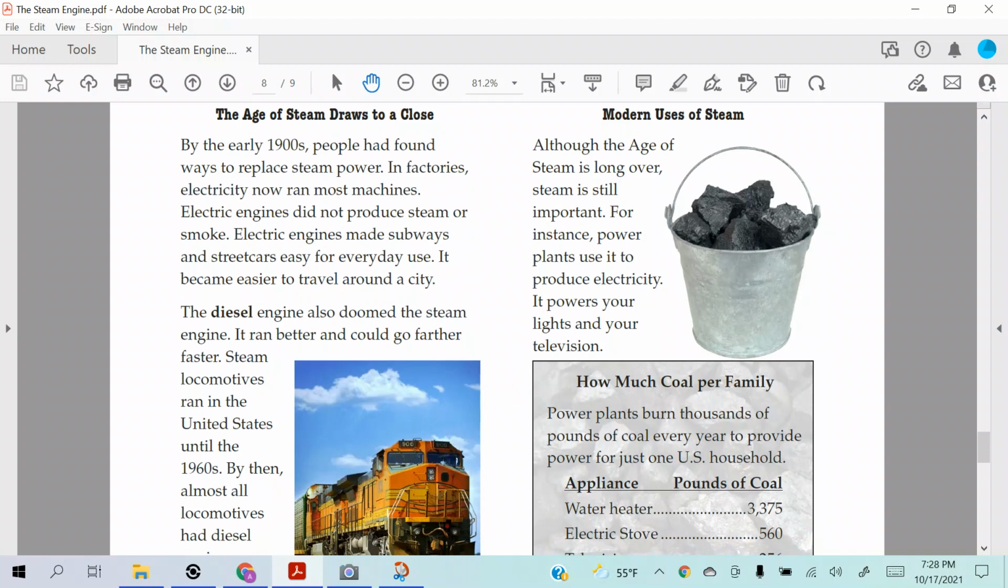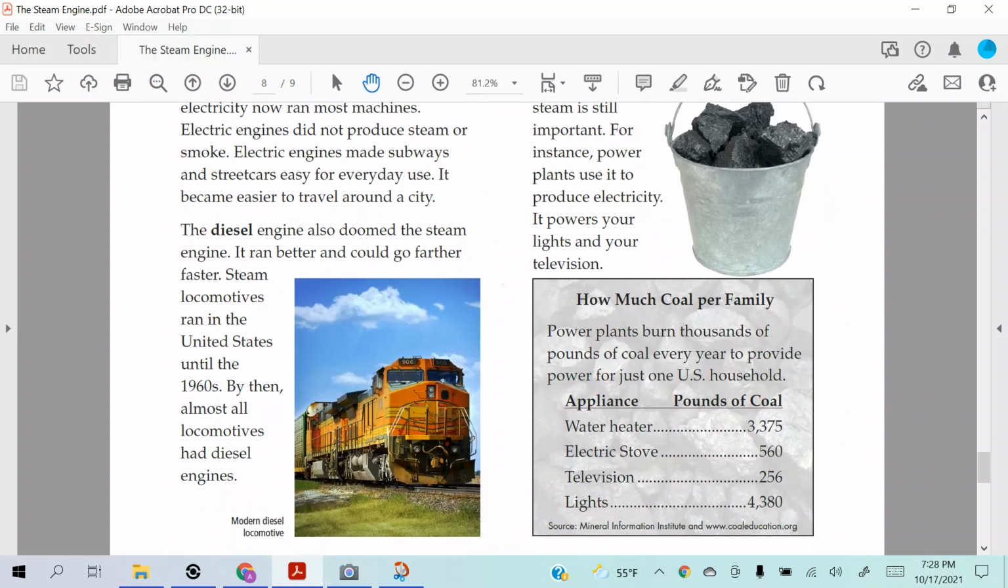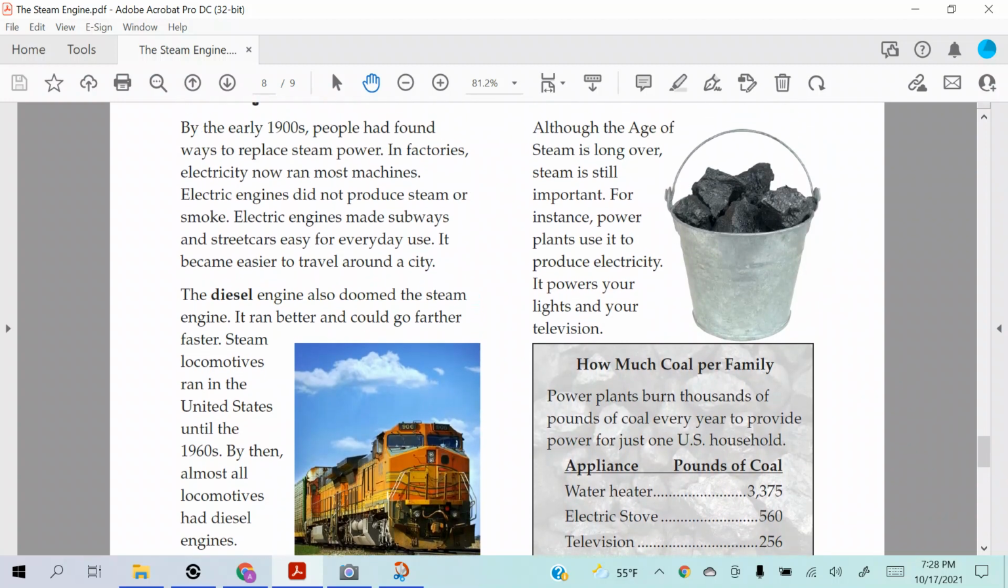The age of steam draws to a close. By the early 1900s, people had found ways to replace steam power. In factories, electricity now ran most machines. Electric engines did not produce steam or smoke. Electric engines made subways and streetcars easy for everyday use. It became easier to travel around a city. The diesel engine also doomed the steam engine. It ran better and could go farther and faster. Steam locomotives ran in the United States until the 1960s. By then, almost all locomotives had diesel engines.